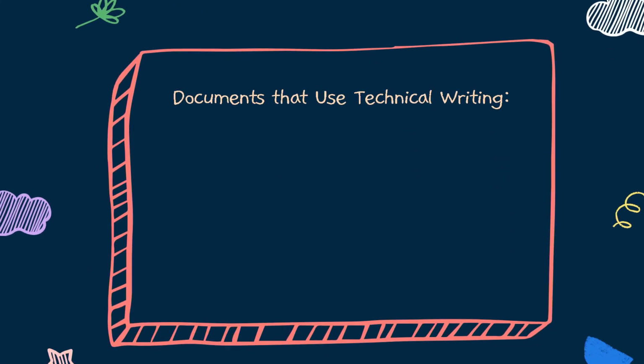And here are some of the documents that use technical writing. Many types of documents are written in a technical writing style, and technical writing is found everywhere. The first document that we have here is user manuals. Documents that provide instructions such as user manuals are a perfect example of technical writing. When readers open a user manual, their goal is to be informed about the product so they can use it correctly and as efficiently as possible.